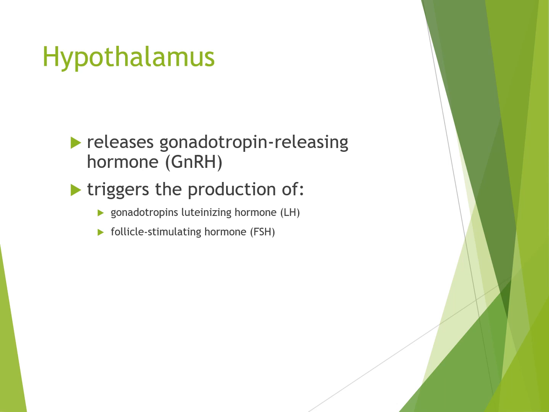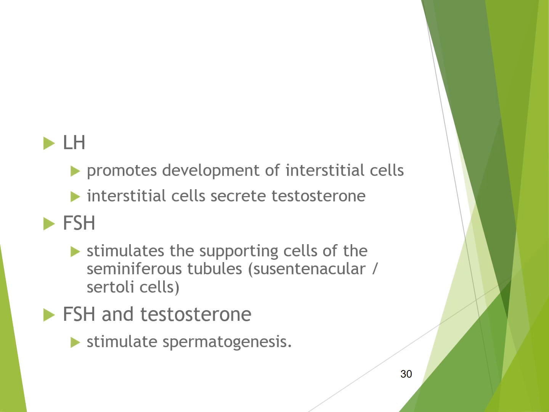Puberty is triggered by the release of gonadotropin-releasing hormone, GnRH, by the hypothalamus. This hormone then triggers the production of the gonadotropins luteinizing hormone, also known as LH, and follicle stimulating hormone, also known as FSH. LH promotes the development of the interstitial cells. Remember, the interstitial cells are the cells that are found between the seminiferous tubules, and they secrete testosterone. Testosterone regulates the rate of sperm cell production.